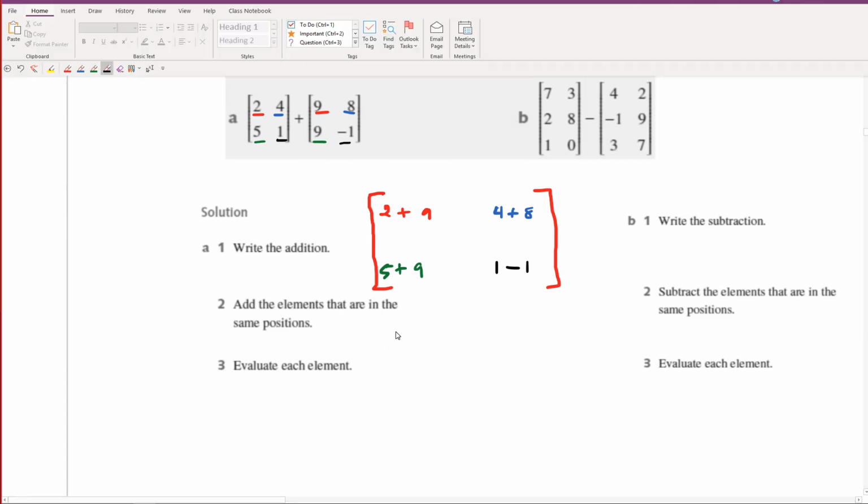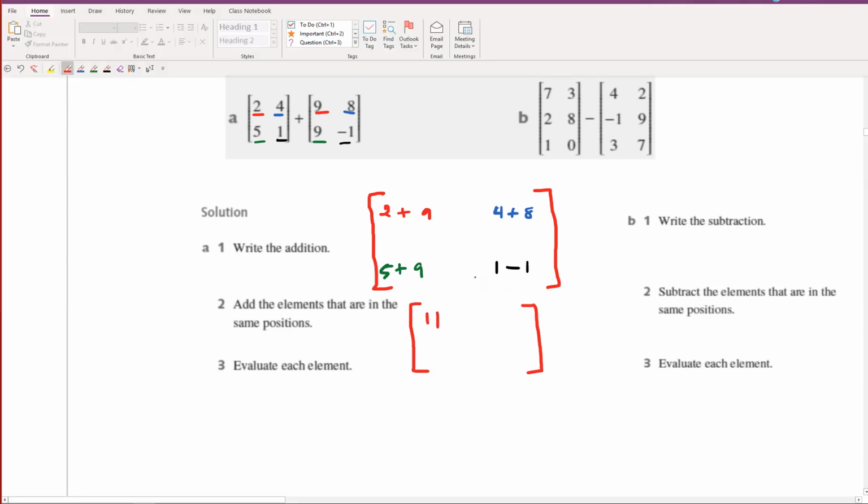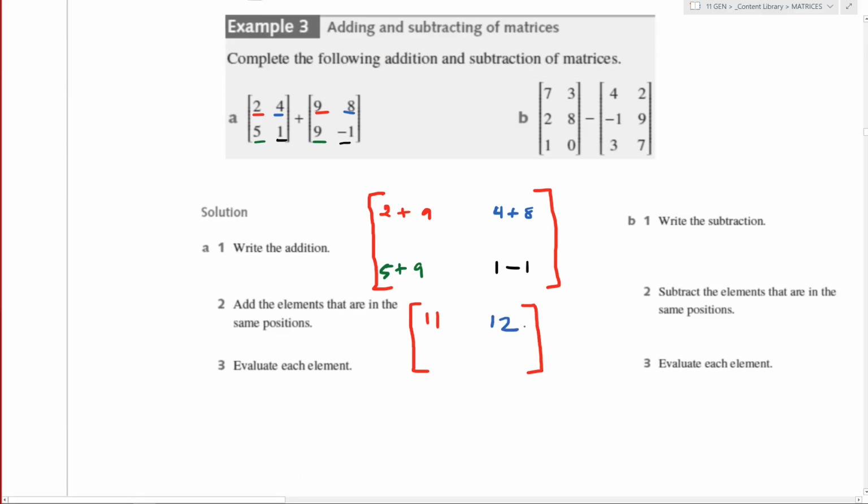The next part is add the elements that are in the same positions. Now you basically just evaluate it. So the first one, 2 plus 9 is 11. 4 plus 8 is 12. 5 plus 9 is 14. And 1 minus 1 is 0. There it is. There's my matrix. Nice and easy. Again, the same principle is just add the matrices in the same positions. Make sure you add them.